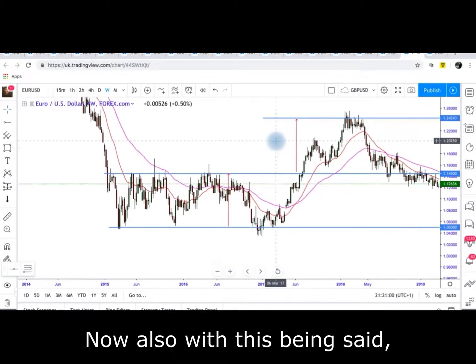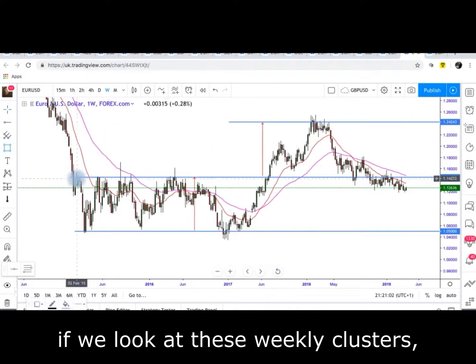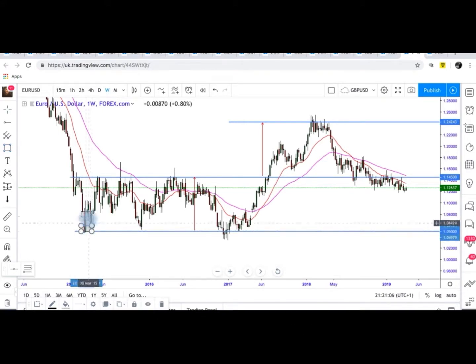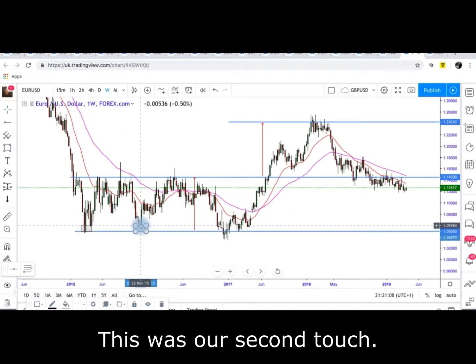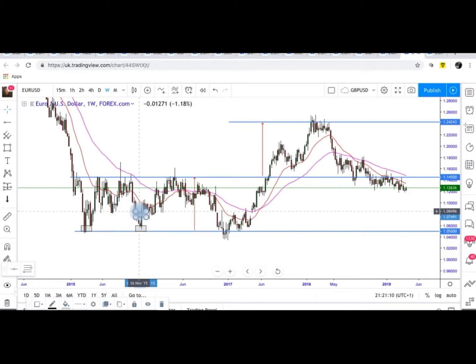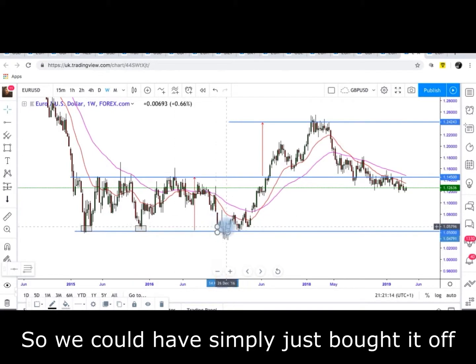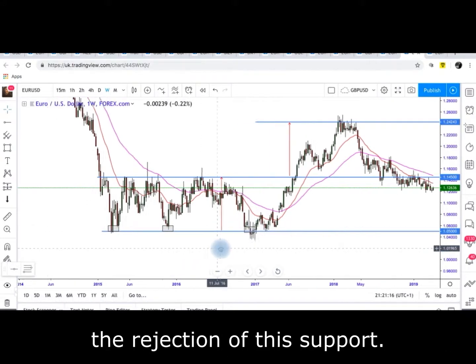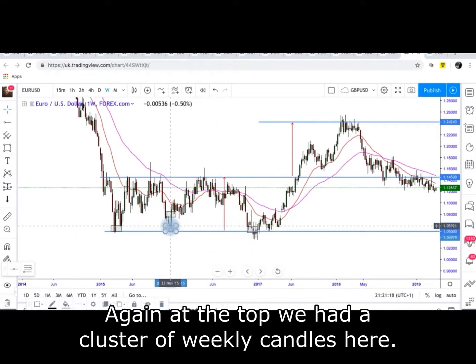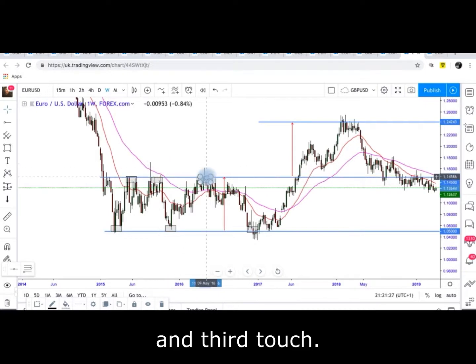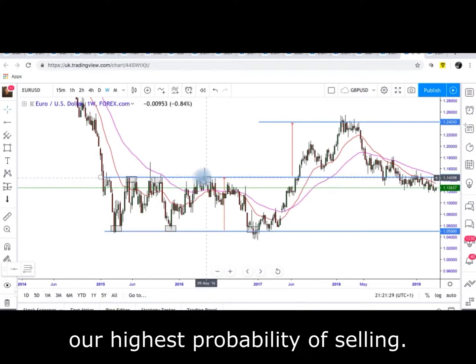Now, also with this being said, if we look at these weekly clusters, we can almost confirm this was our first touch, this was our second touch, and this was our third touch, which is the highest probability. So we could have simply just bought it off the rejection of this support. Again, at the top, we had a cluster of weekly candles here. First touch, second touch, and third touch. Again, this would have been our highest probability of selling.